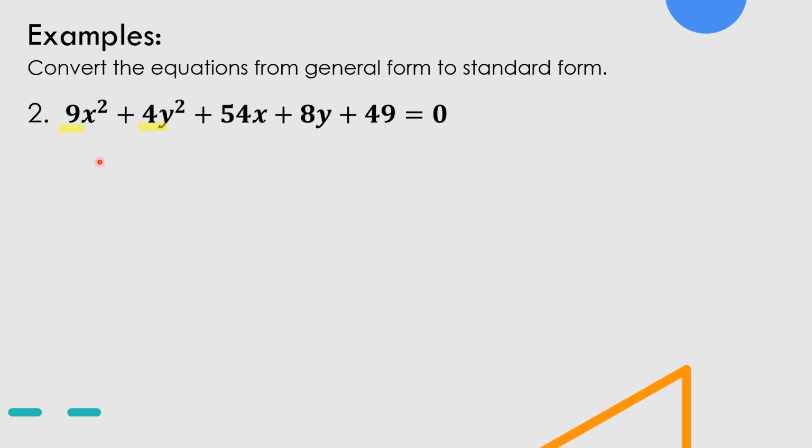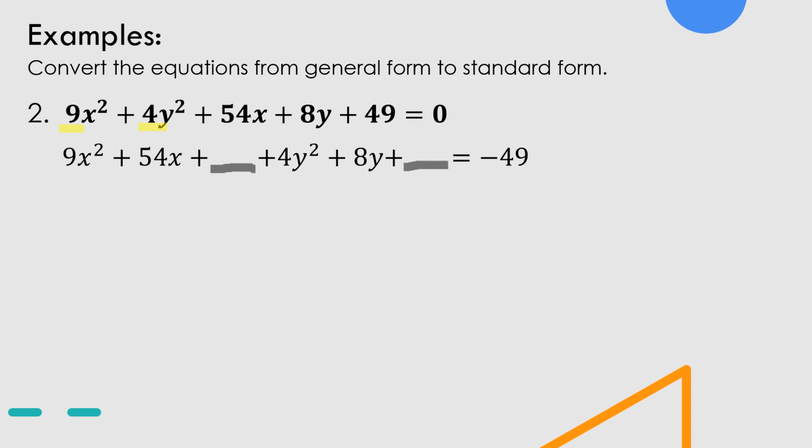Here we go. First things first, group the x terms, group the y terms, and move that constant to the other side of the equation. Okay, there we go. Again, you'll notice we've left the blank in between, left some space for completing the square for the x terms and for the y terms.